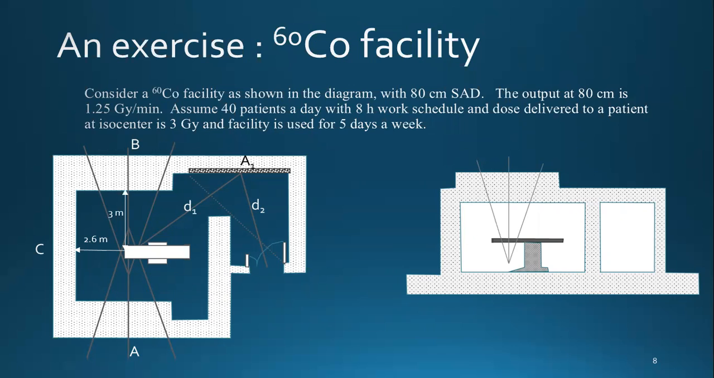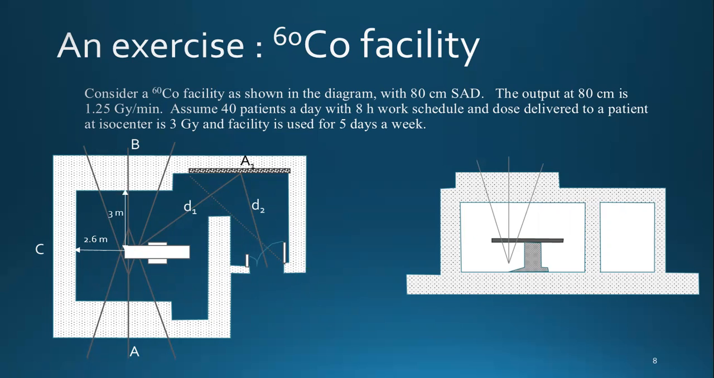The distance from the ISO center to the wall A is D1, and from wall A to the door is D2. In this exercise, I will do the examples for primary barrier calculation and for secondary barrier calculation, and I leave it to you to do the door calculation. The distance from the primary barrier to the ISO center is 3 meters, and the ISO center to the secondary barrier is 2.6 meters.